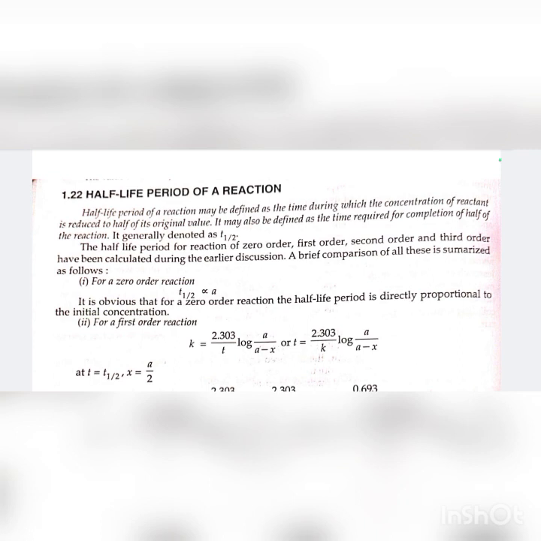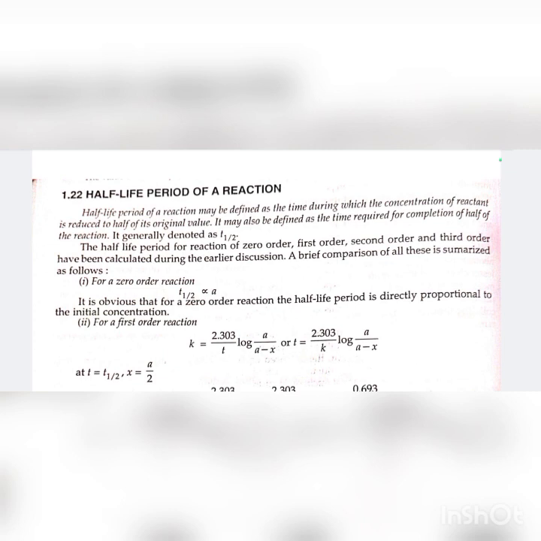Half-life period of a reaction may be defined as the time during which the concentration of reactant is reduced to half of its original value. It may also be defined as the time required for the completion of half of the reaction. It is generally denoted by T half. The half-life period for reactions of zero order, first order, second order, and third order have been calculated during the earlier discussion. A brief comparison of all these is summarized as follows.